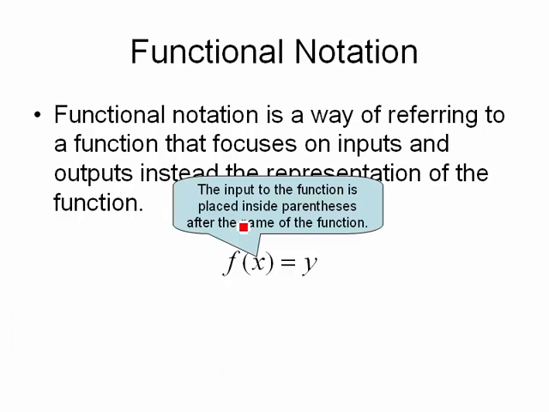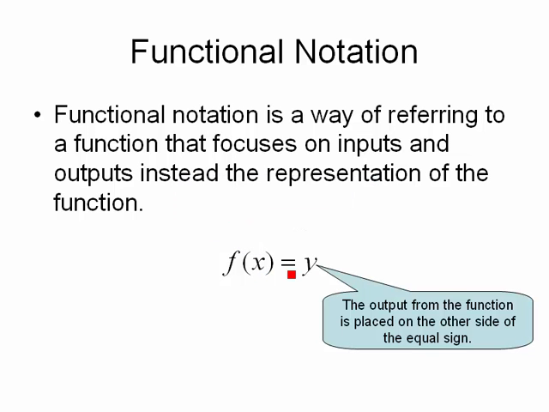What's next to it is a set of parentheses with the input variable inside there. So in this case, our input variable or independent variable is x. And then on the other side of the equals is the output from the function, or the dependent variable. And basically what this is telling me here right now is that f of x is the same as y. So whatever comes out of this is just an output.